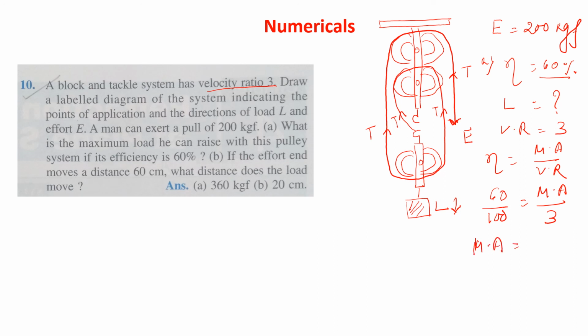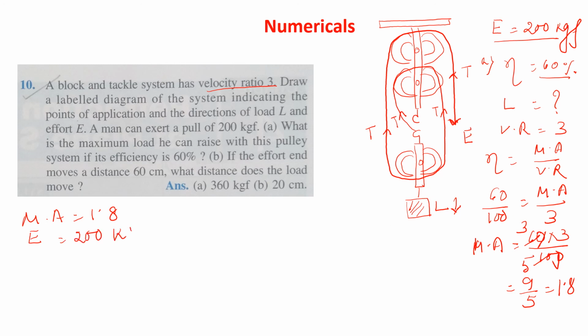Now mechanical advantage is equals to 60 into 3 by 100. 0, 0 gets cancelled. This is 2 5s are 10. 2 3s are 6. So it is 9 by 5, which is coming to 1.8. Okay. Now if I am getting mechanical advantage as 1.8, now I know the effort. Effort is given as 200 kgf.